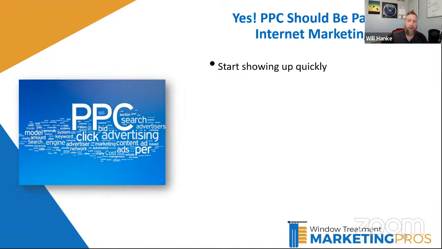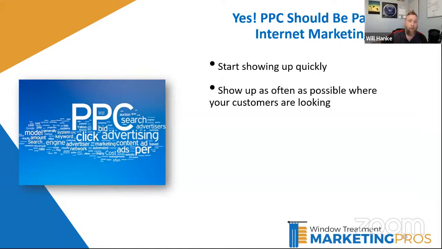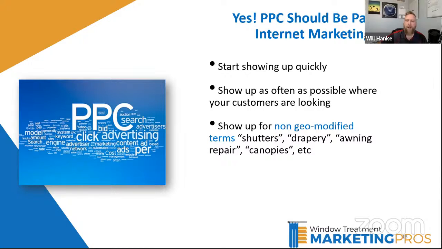You can start showing up quickly, typically within a couple hours of launching a campaign. It's live. You can show up as often as possible. Obviously, there's a budget side to that, right? You can show up as much as you want. Google will show your ad everywhere if you're willing to pay for that. I think it's more important to be showing up where your customers are looking, right? That makes the most sense.